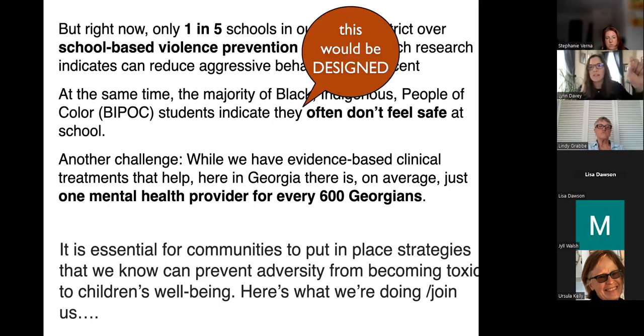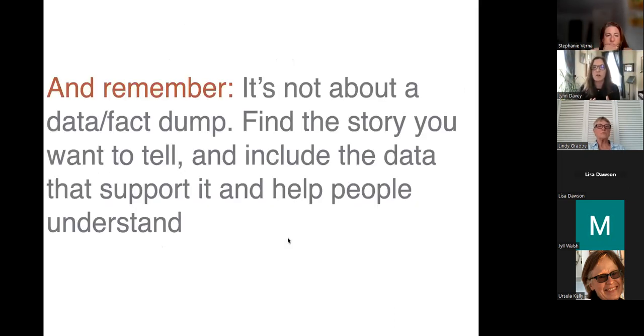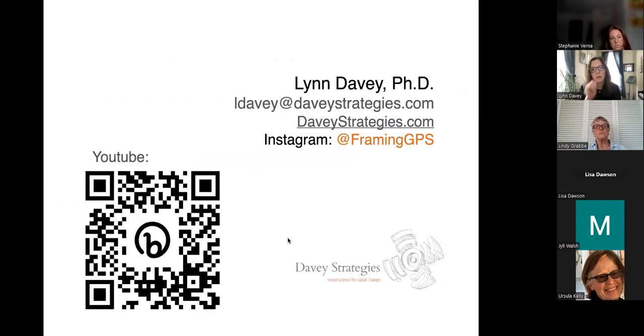And you don't want to write the data like that. You want to design it. I just couldn't do it in the PowerPoint to actually create an infographic for us here. But that's the idea, right? What's our story? How do we start it? How do we find the data that are going to support it? And then how do we put it all together? So remember, it's not just about a data or fact dump. Find the story you want to tell, include the data that support it, and help people understand that.